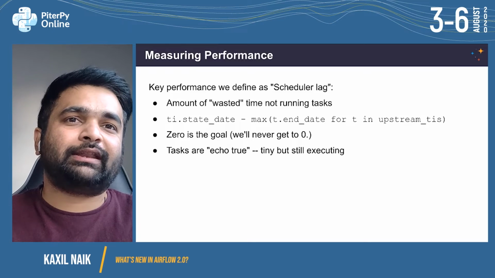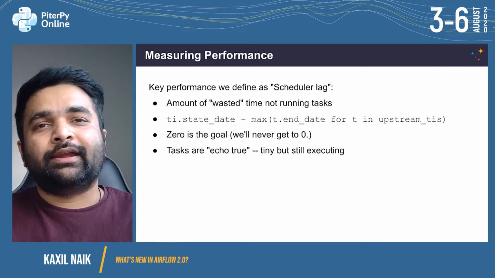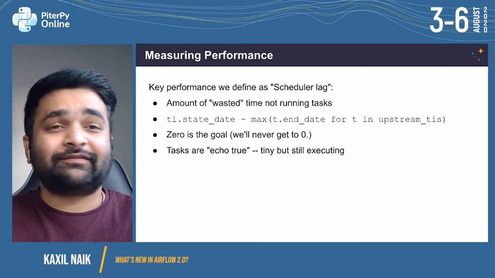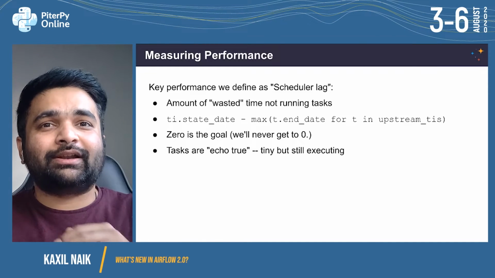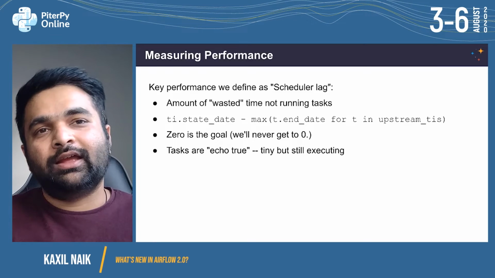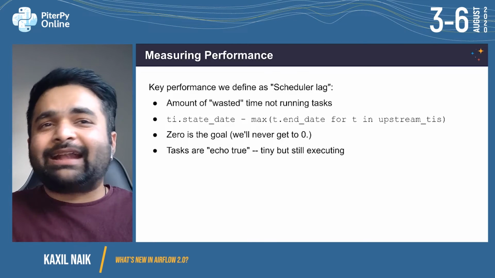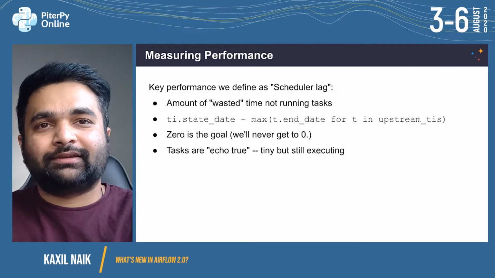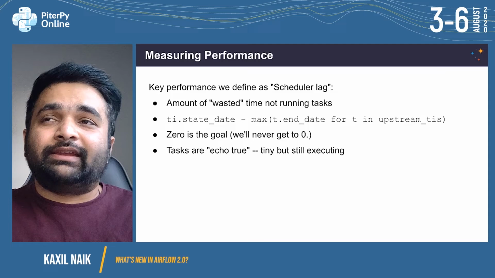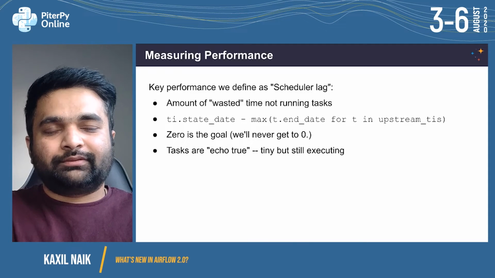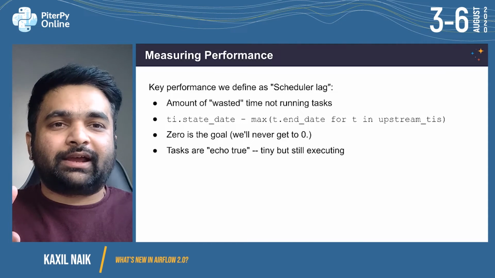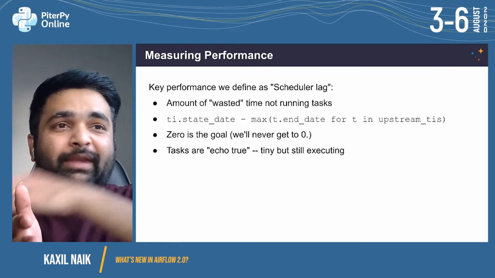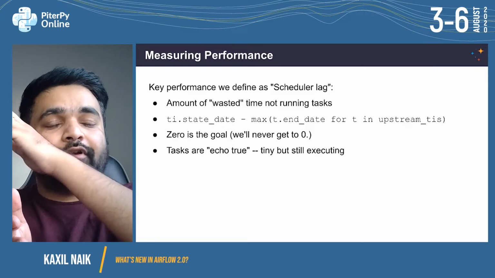Like I said earlier, we have been testing the scheduler HA work with our benchmarking scripts. The key performance metric we have defined is called the scheduler lag. It is the amount of time spent when a task is not running. That is, if this number was 0, the second task would run as soon as the first task completes execution. So it is the start date of the current task minus the maximum end date of all the direct upstream tasks. So let's say you have this one task and there are 4 or 5 upstream tasks. The lag would be the start date of the current task minus the maximum of all the 5 upstream tasks.